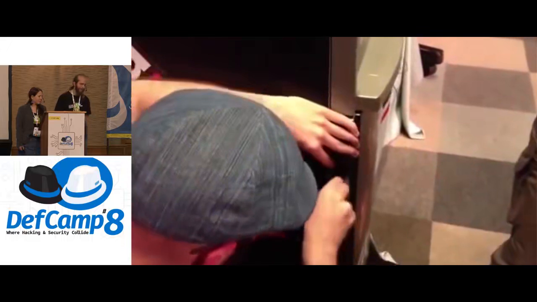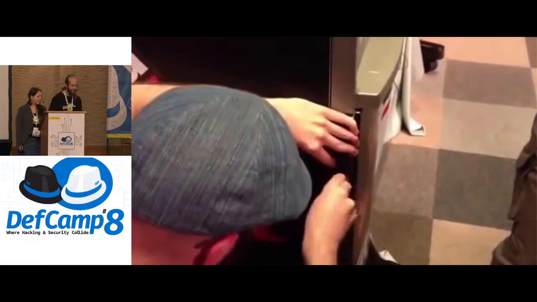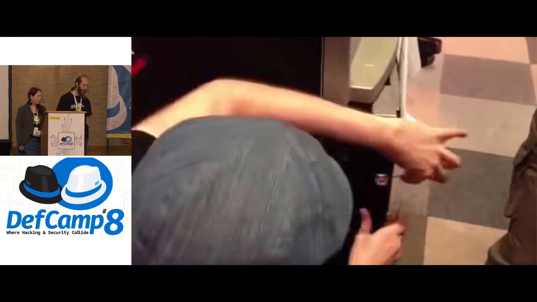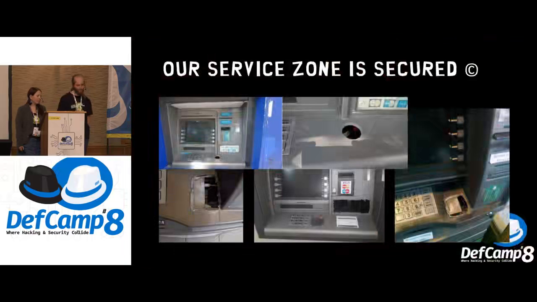Actually, most ATMs don't have this kind of lock. It's more common to have blow locks. And this kind of lock is actually secure, but the default lock for various ATMs is just two pins that are easily pickable. So we are in.